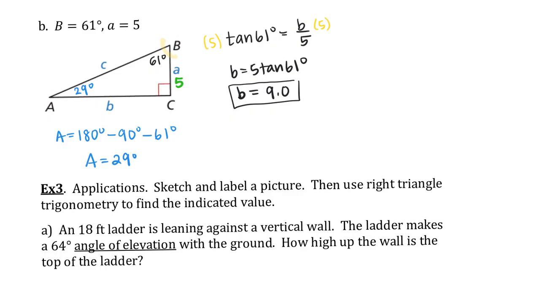What are we missing? We need C. I used Pythagorean theorem last time, and I can still use it. It'd be 5 squared plus 9 squared equals C squared. I think I'll do trig this time just to do it differently. So from 61, say I use 5 and C. What is that? Adjacent over hypotenuse, that would be cosine.